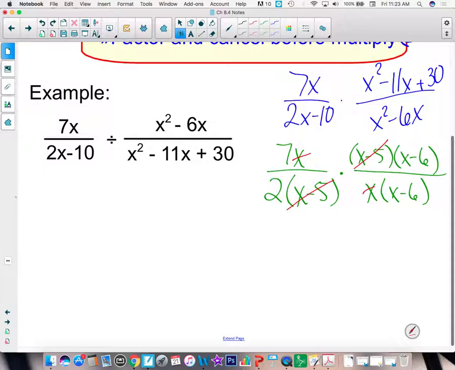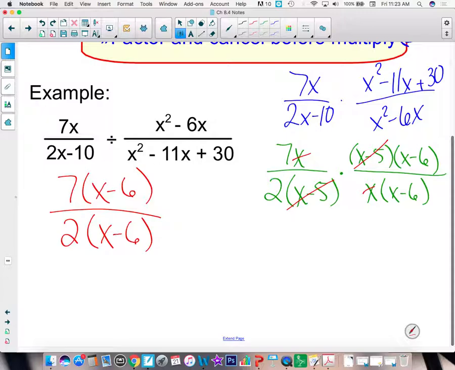So now I'm going to rewrite it. I got 7 times x minus 6 over 2 times x minus 6. Okay, because my x minus 5 is gone, my x's are gone, so I got 7 and an x minus 6, 2 and an x minus 6. What's gone now? X minus 6, you're left with 7 over 2. Sometimes they could cancel down to something as simple as that. Okay?